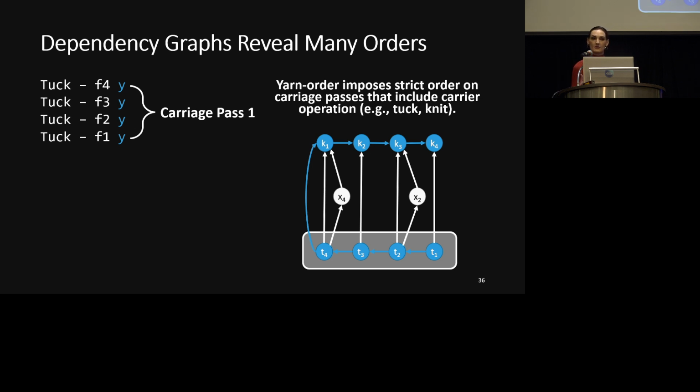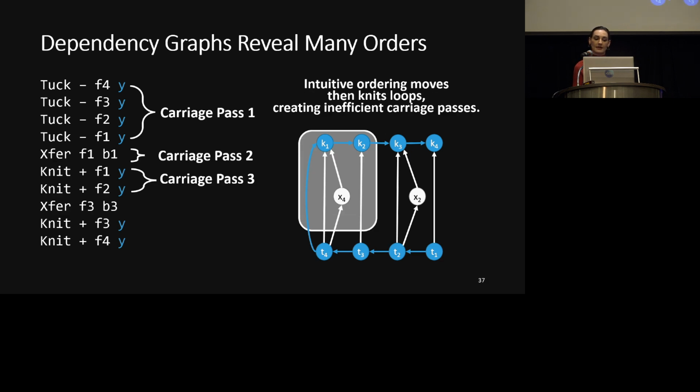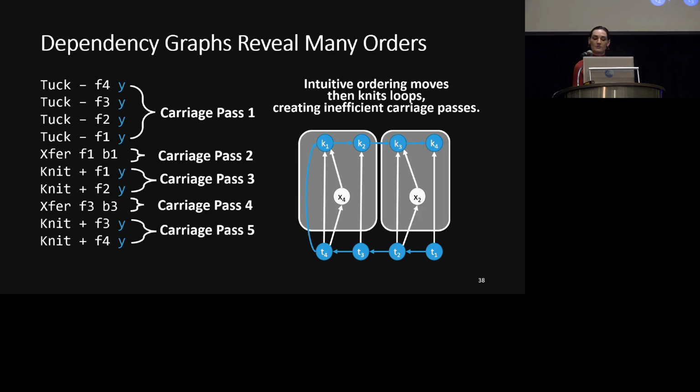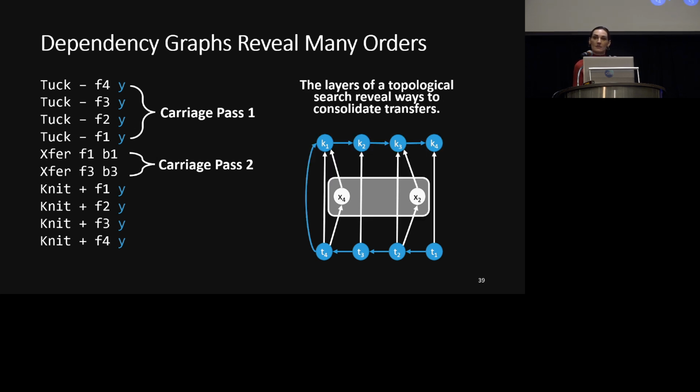Once we have this dependency graph, which we can create in a linear way, just running through that program, we can start to notice different carriage passes, those lines of different operations that are all conducted in a single pass of the machine. So we've got that first set of tucks that are putting all of our loops together, and then we've got a second and third carriage pass to add this transfer operation and this set of knits. And then finally, we have our 4th and our 5th carriage pass to do the next transfer operation and the subsequent knits.